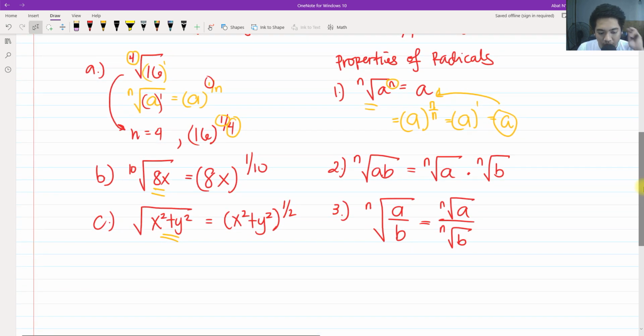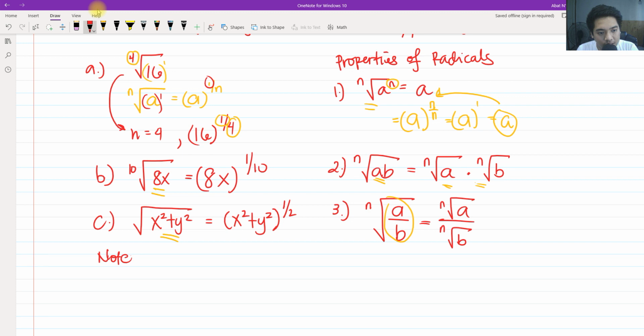Also take note, while we can break up the products and the quotients, we cannot break up those radicands that have addition and subtraction.